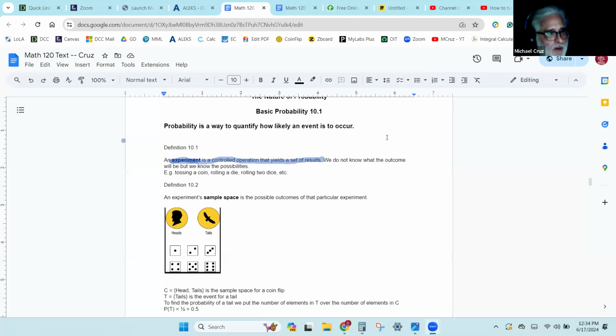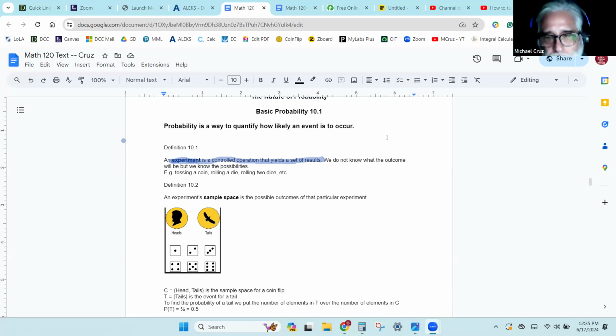Okay, so let's just go look at this definition of an experiment. Now, you'll often see this term used in science, and I'm sure people here take biology and chemistry and such, but these things called experiments are what science is all about. It's a controlled operation that yields a set of results. We may not know what the result is until we do it the first time, but it's a controlled operation that yields a set of results.